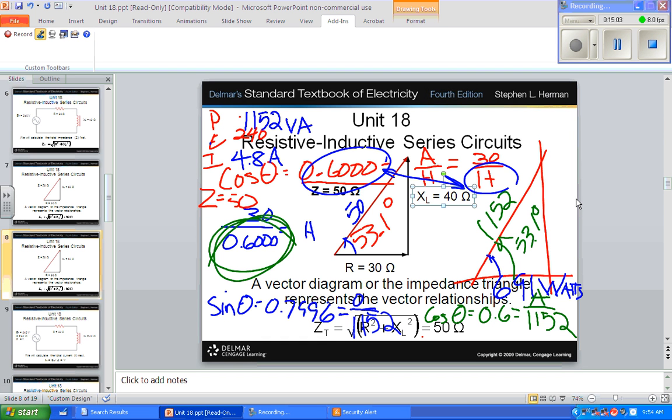What are we going to do to get O all by itself? We're just going to multiply both sides by 1152, right? So we multiply the sine of the angle, which is 0.7996, times 1152. What's in our calculator right now? 0.7996, and that whole long number, right? Times 1152, and that will tell us our VARs. So let's multiply that out and find out how many VARs we have. How many? 921.2.